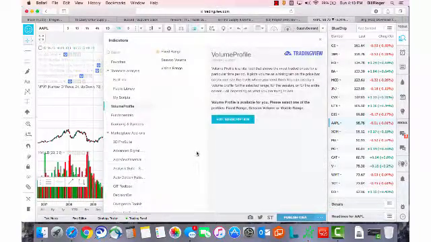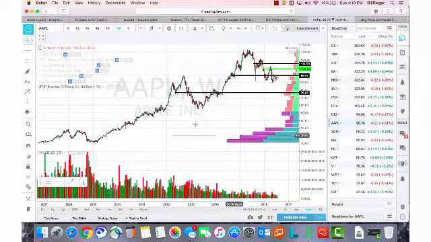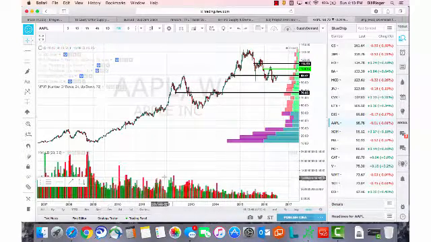And the way you get that is go here, look at volume profile. I think you have to be a Pro Plus, which I am, in order to use this specific indicator. So I have that on here, and then I just have price and volume.